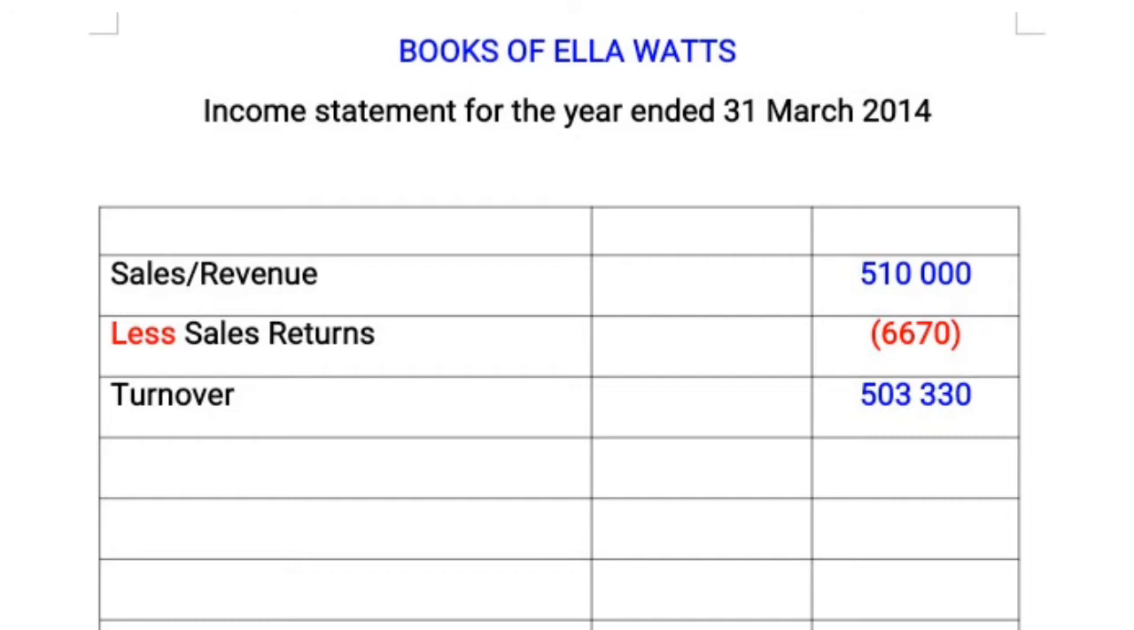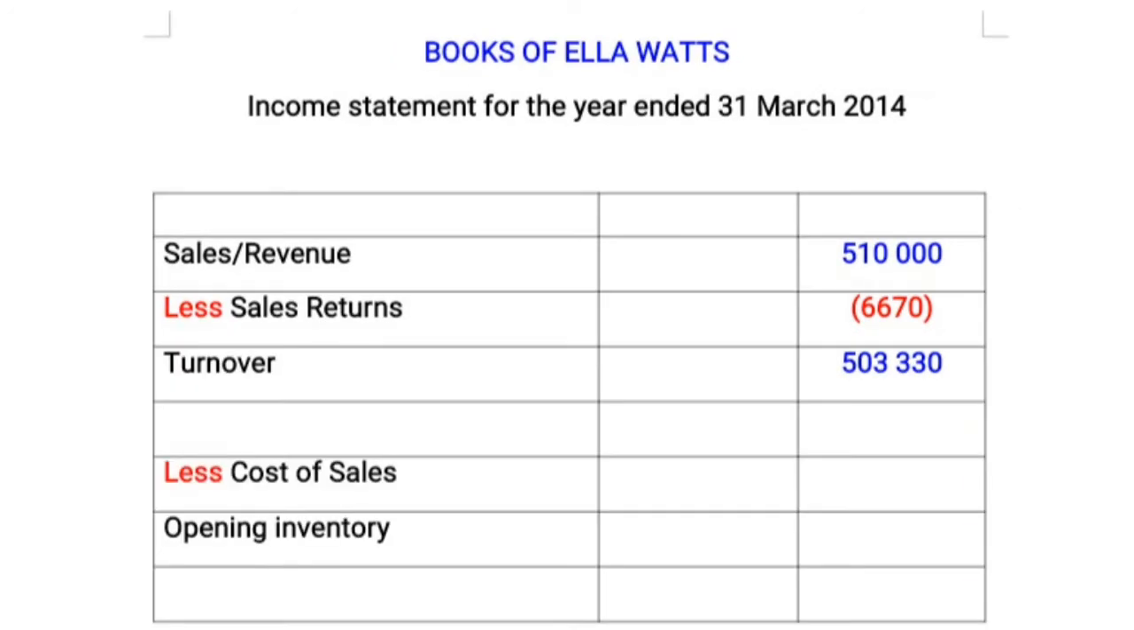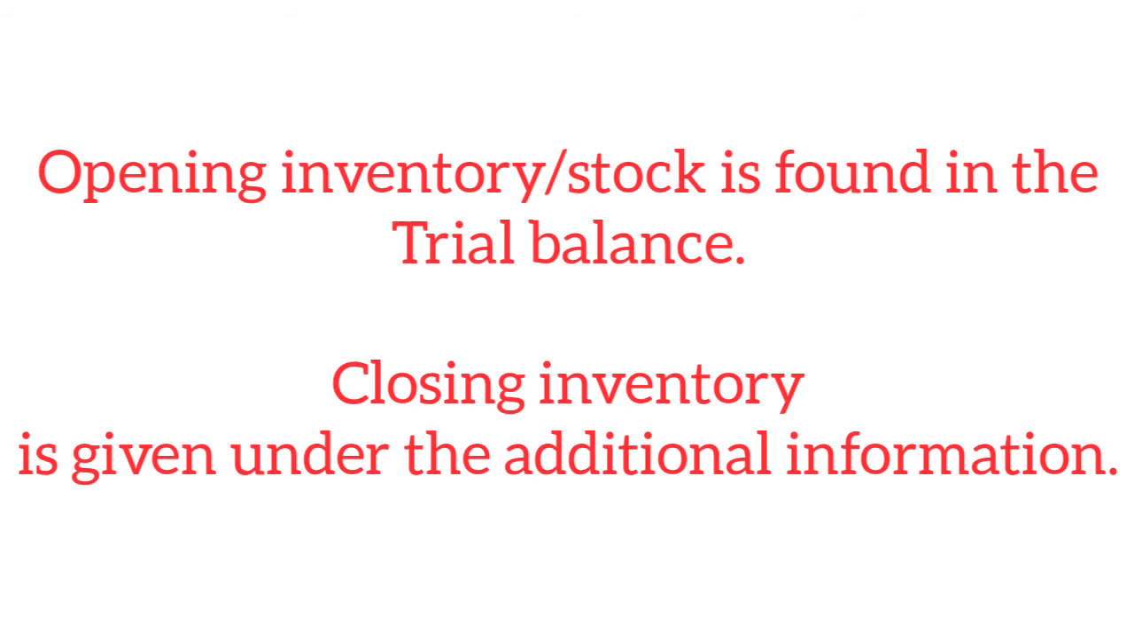Right. So from the turnover figure, we move on to the heading less cost of sales. Less cost of sales, or the cost of goods sold. Right. So the first thing to write under this heading is the opening inventory, also known as the opening stock. Right. So opening inventory is identified in the trial balance. Remember, we've got opening inventory and closing inventory. Opening inventory is the one which is given in the trial balance. Then closing inventory is given under additional information.